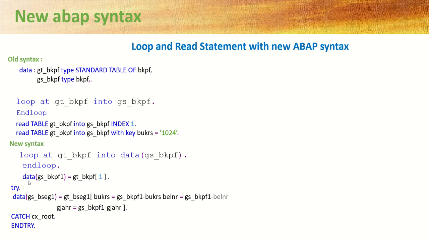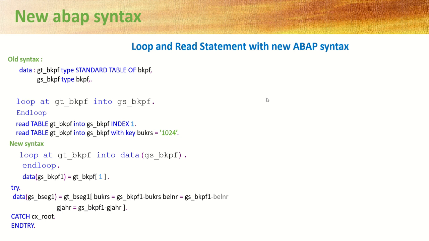The read statement to read a particular index along with the inline declaration is like this. Data into bracket, we can write the new work area which we are going to define, internal table name, and in brackets write the index number. And in case you want to read by passing the parameter, we have to define the code like this: data, work area, internal table, parameter name, and the parameter value.